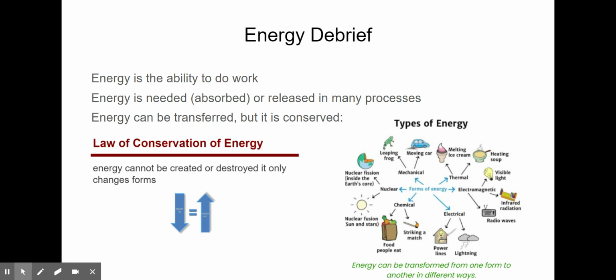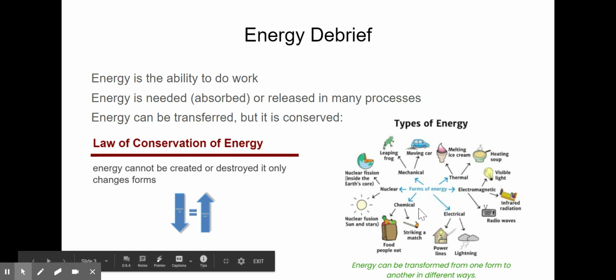Energy is needed or absorbed, or it can be released in many processes. But the thing is, the energy has to come from somewhere. So we get our energy from the sun, okay? And the sun gets its energy from nuclear reactions. So we have these different types of energy. We have our nuclear reactions, we have our mechanical energy, thermal energy, electromagnetic energy, electrical energy, and chemical energy.